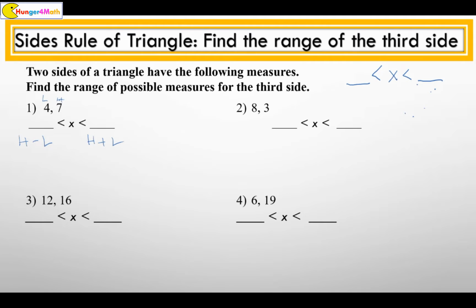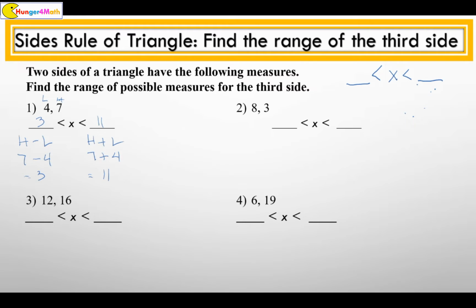Let's substitute. So here, the higher number will be 7 plus 4, and that is equal to 11. So the number here is 11. And on x that is greater than a number, that will be 7 minus 4, and that is equal to 3. So the number here is 3. Now, the range of x is less than 11 but greater than 3.